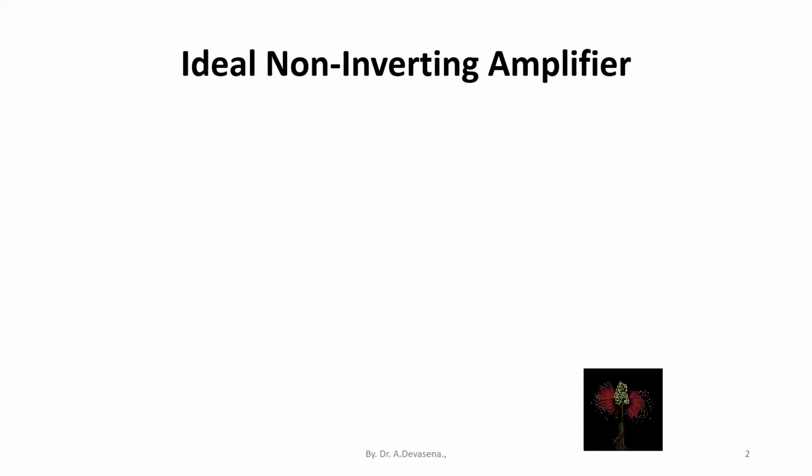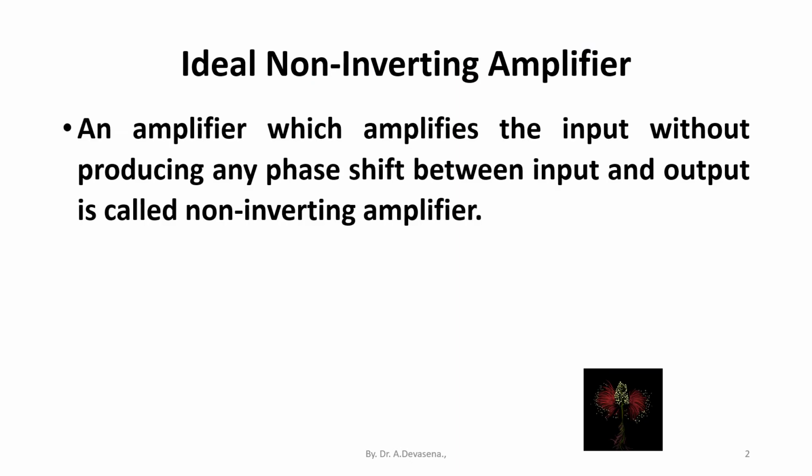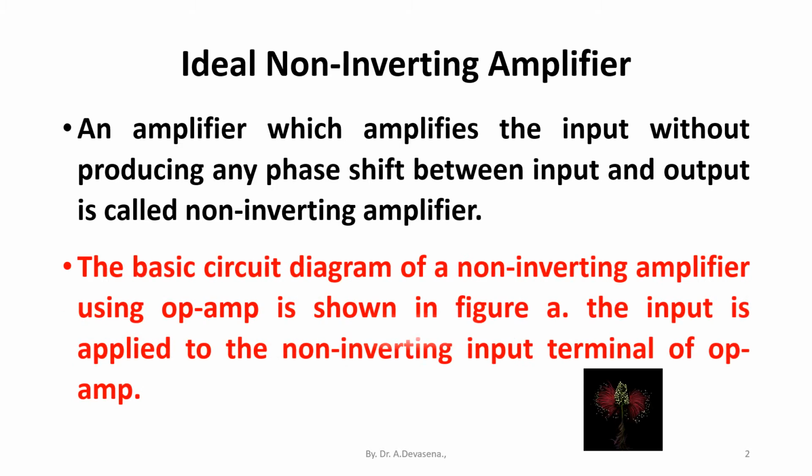Ideal non-inverting amplifier. An amplifier which amplifies the input without producing any phase shift between input and output is called a non-inverting amplifier. The basic circuit diagram of a non-inverting amplifier using an operational amplifier is shown in figure A. Here, the input is applied to the non-inverting input terminal of the op-amp.